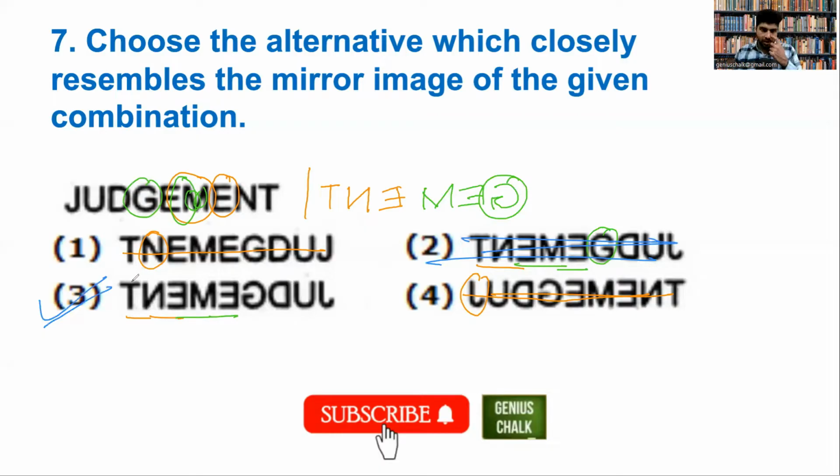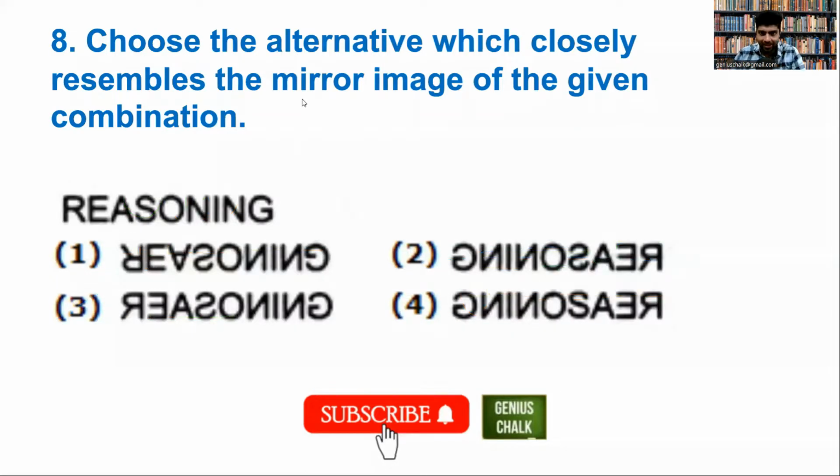The seventh answer is option 3, which we are studying, that is reasoning. Let's see what is there for reasoning. You put it here, one mirror, and G has to be like this. So first check the first answer. It starts with R, it starts with R, not possible. It has to start with the rightmost letter, because the rightmost letter has to be the leftmost in the mirror image. That we have already understood.